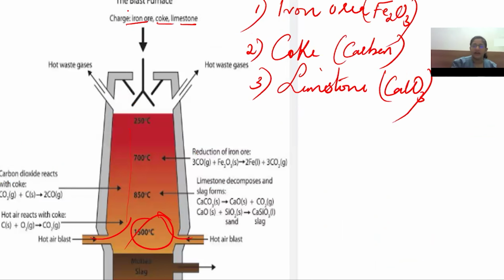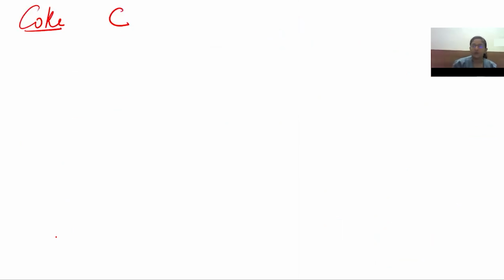We have added coke first, right? Remember, coke is carbon, and we have added a hot air blast. What is air? Of course, it is oxygen. So this carbon, that is coke, will react with this oxygen, forming carbon dioxide. This is the first step: C plus O₂ gives CO₂.